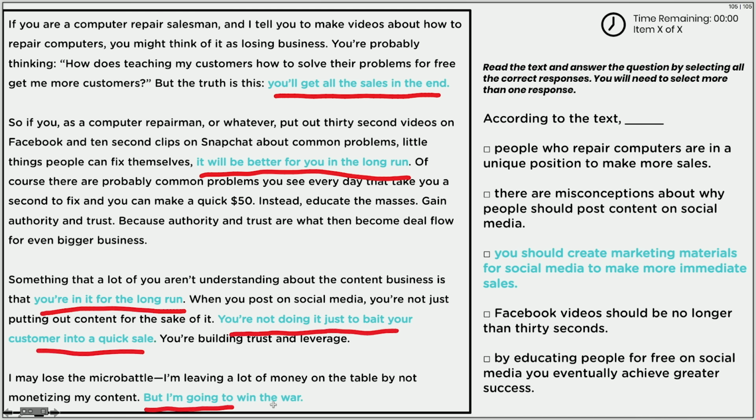But I'm going to win the war. Even that is a metaphor referring to long term. And this says something about making social media for immediate sales. That is wrong.